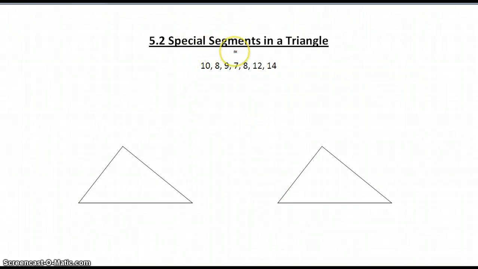Before we look at the special segments in a triangle, I want to look at this set of data. This set of data can be described many ways. If I had to pick one number to describe this set of data, I would be describing the center of that data. Now there's more than one center of data, so I'm going to call these the centers of data.